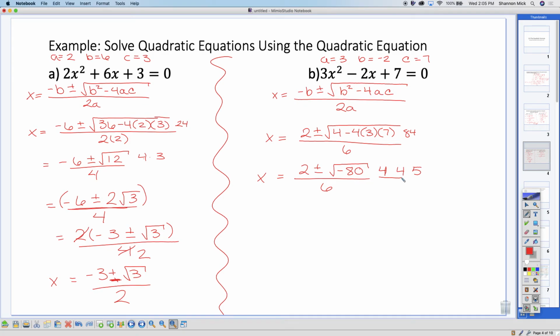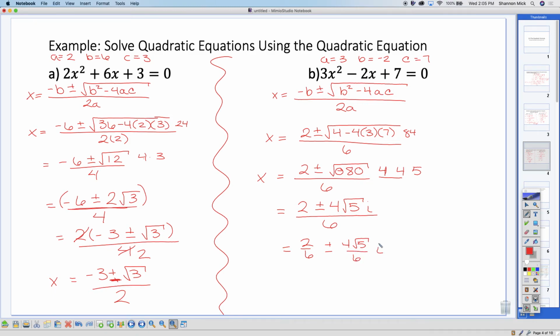Or if I do the square root of 4 is 2, and the square root of 4 is 2, and 2 times 2 is 4. So either way, right? So I have 2 plus or minus 4 square root of 5 i over 6. Now I'm just going to divide this up since I have to divide it up to make it a standard form complex number. I can reduce after I divide it up, right? So I have 2 over 6 plus or minus 4 square root of 5 over 6 i.